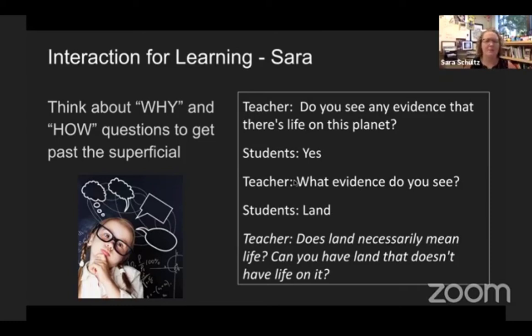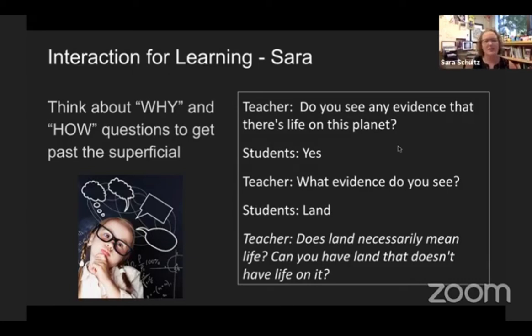Here's an example. Let's say we have a teacher speaking here. Do you see any evidence that there's life on this planet? The students respond and they say, yeah. The teacher says, okay, well, what do you see that makes you think that there's life on this planet? The students say land. The teacher could then say, yes, you're right. Well, land says that there's going to be maybe animals and plants and trees.